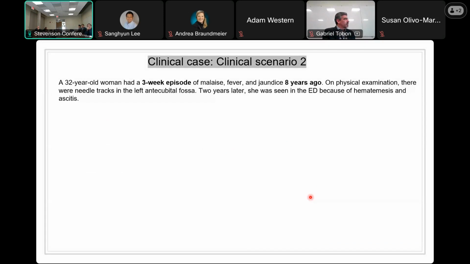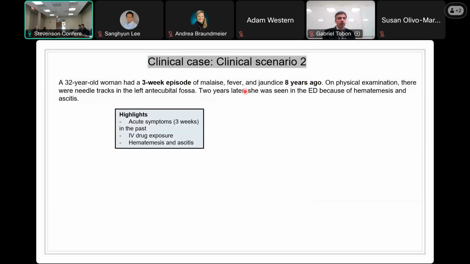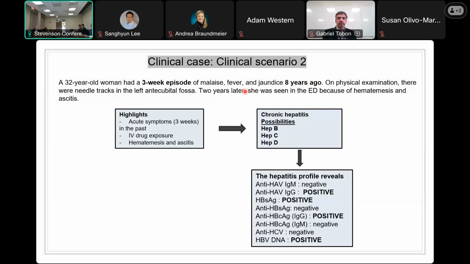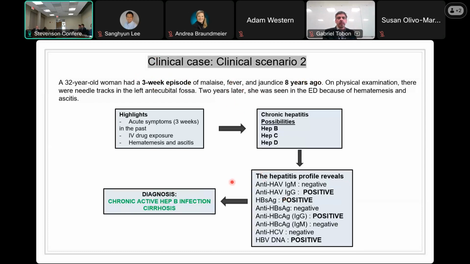And I use the same strategy for hepatitis B, clinical case 3 weeks, but 8 years ago. So the same symptoms, acute symptoms, but 8 years ago. And right now we are having chronic complications. So once again, the highlights, the chronic possibilities, and the profile. So here we have a diagnosis of hepatitis B with active infection.